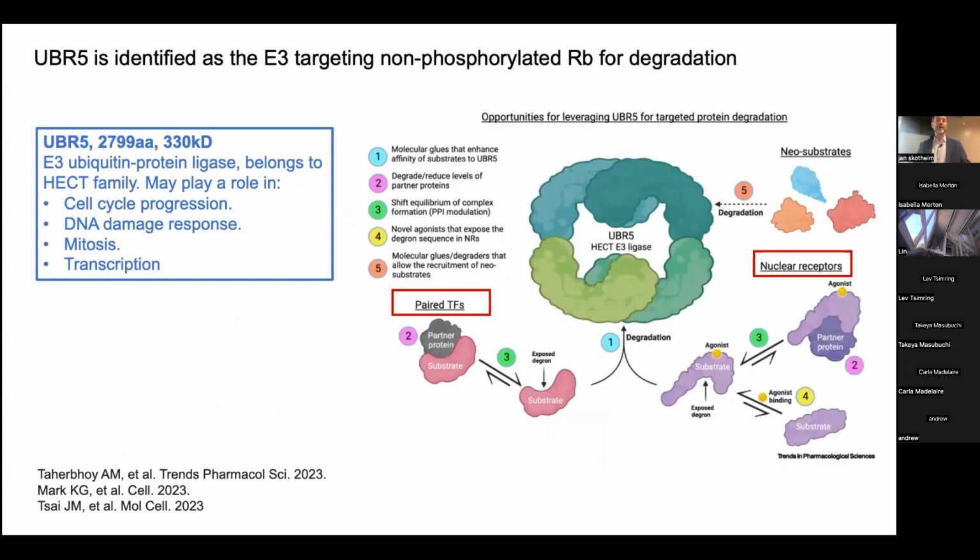Right? So what is UBR5? Well, UBR5 is a bona fide E3 ubiquitin ligase. It hadn't really been studied before, but then in 2023, a host of papers came out identifying various targets of this E3 ubiquitin ligase.